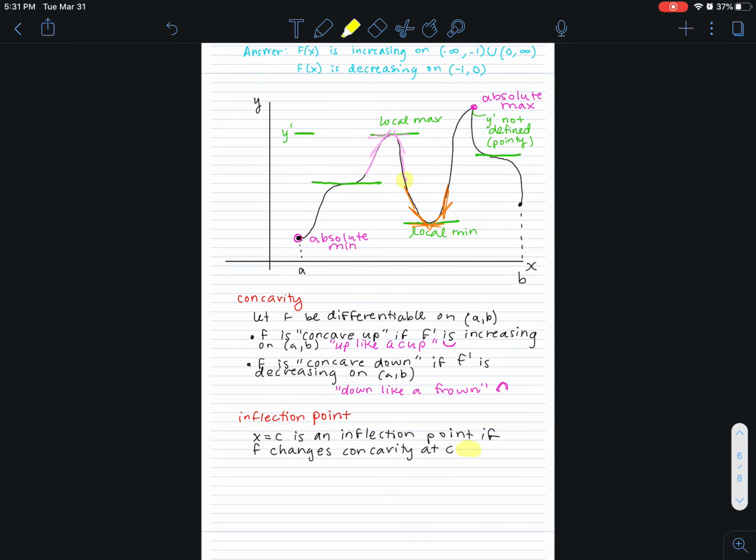So an example of that is approximately right there, approximately right here, and that's where we're switching from concave down to concave up. We can also see that that happens right here. We're going from concave down like a frown to concave up like a cup, and right here as well.